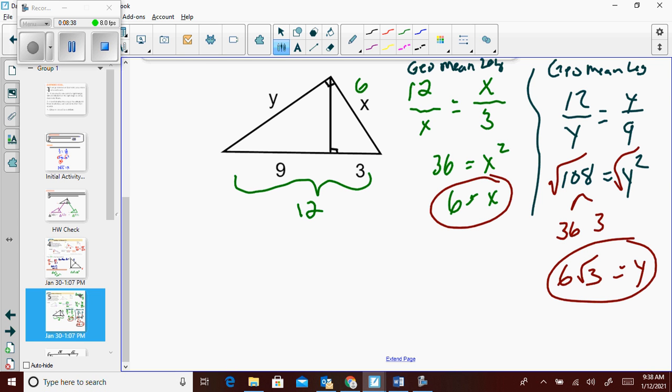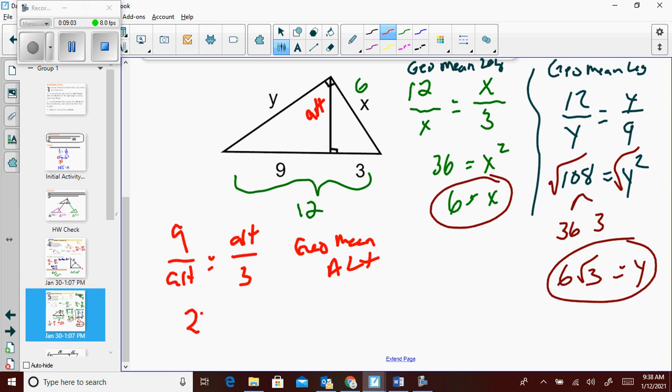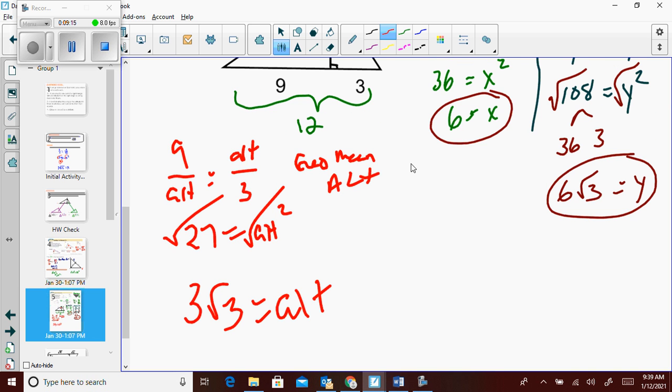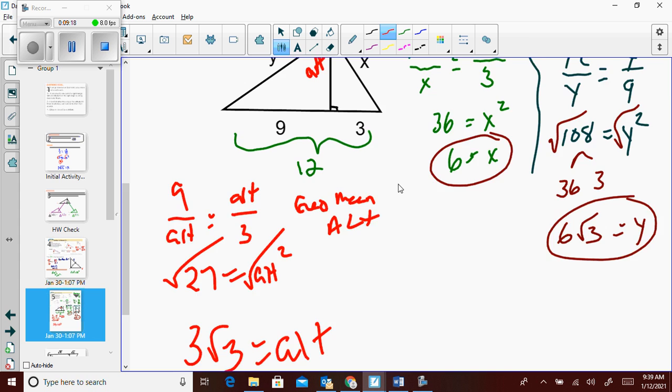Is it geomean leg? That means I have the leg and parts of the hypotenuse. Or is it geomean altitude? I can actually find the altitude here. Here's the altitude. The altitude is 9 to 3, and this is geomean altitude. 27 is the altitude squared. Square root both sides. 3 radical 3 is the altitude. Make sure whatever you're doing, you're labeling it as a geomean altitude or the geomean leg.